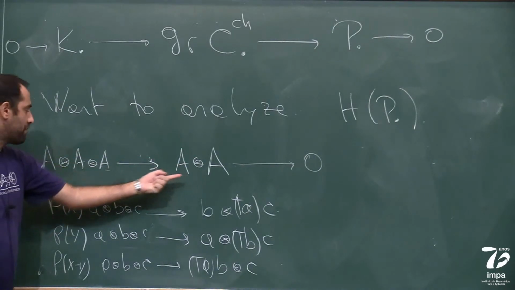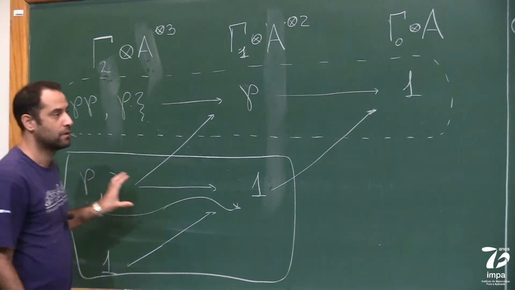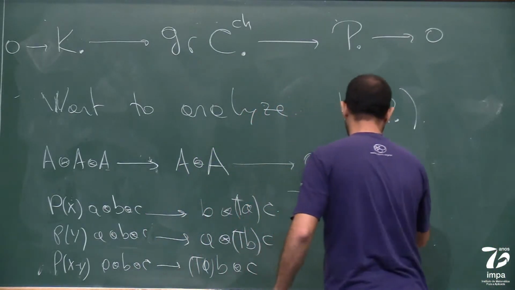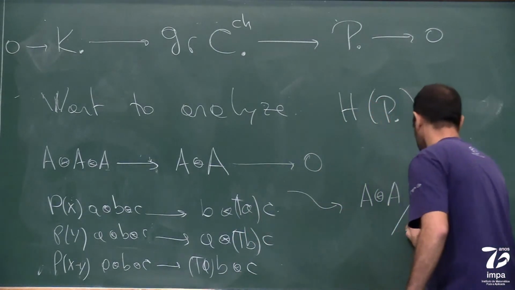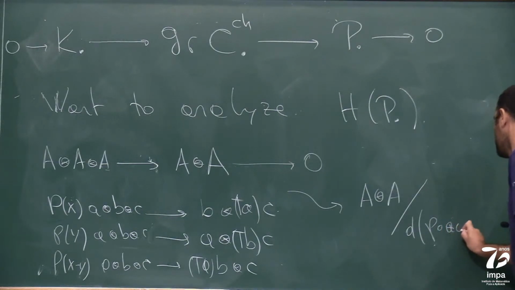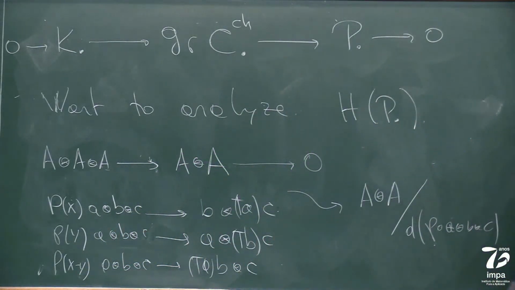So I can quotient by everything that is in the image of this P part of this complex. So when I quotient by that, if I look at A tensor A modulo the differentials of functions of the form P tensor A tensor B tensor C, I find the quotient of RV tensor RV.